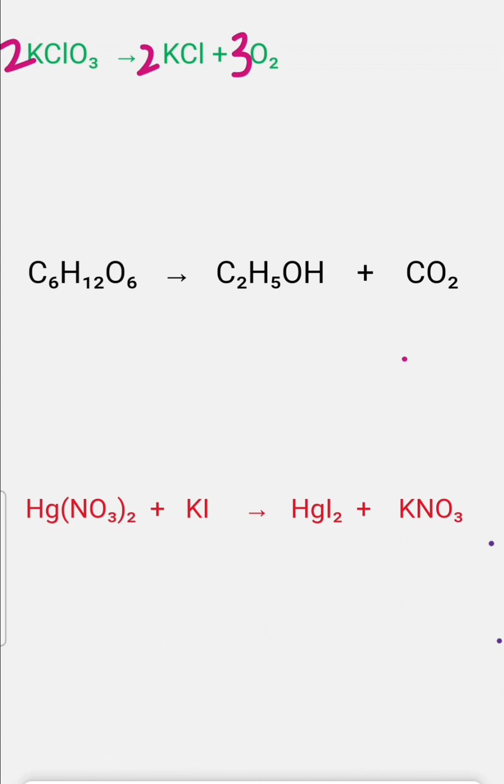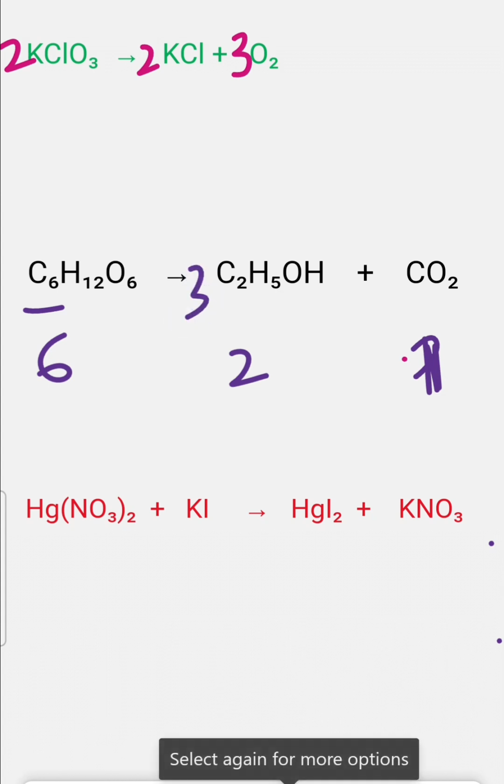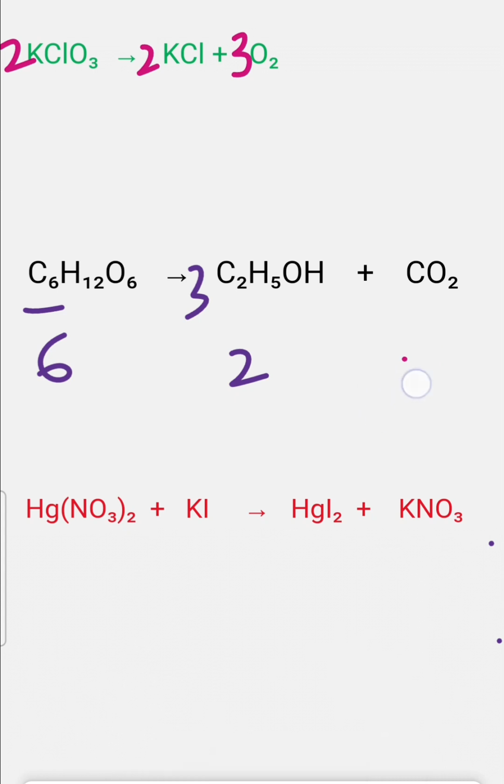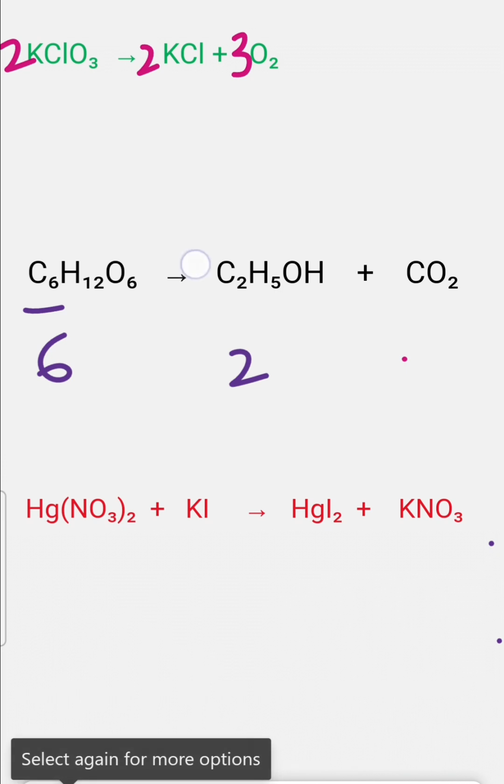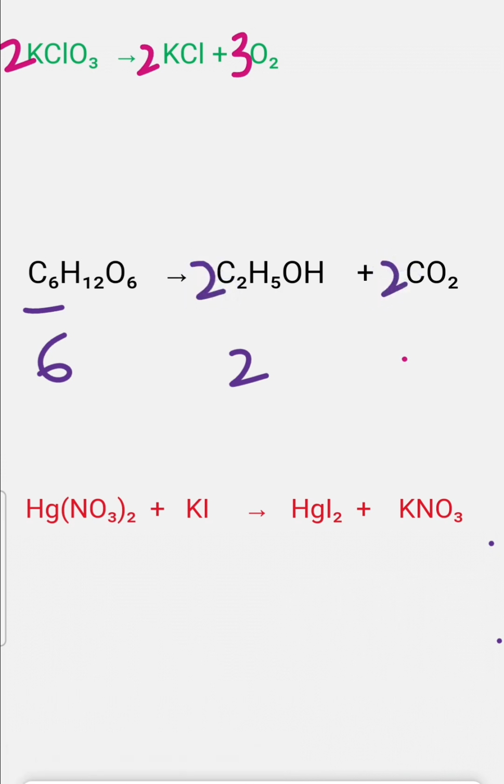Next unbalanced equation is 1 molecule of glucose forming ethanol and carbon dioxide. It is unbalanced because here 6 carbon and here 2 carbon in ethanol and 1 carbon in carbon dioxide. So it is not balanced. What do we have to do? If you put 3 here, 3 twos are 6, 6 plus 1 is 7. Again it is not balanced. So what do we have to do here? We just put 2 here and 2 here. 2 twos are 4. Here 2 ones are 2. Now it's balanced.